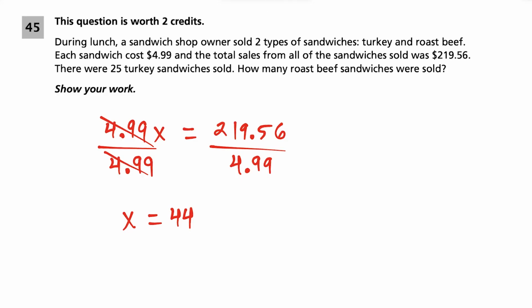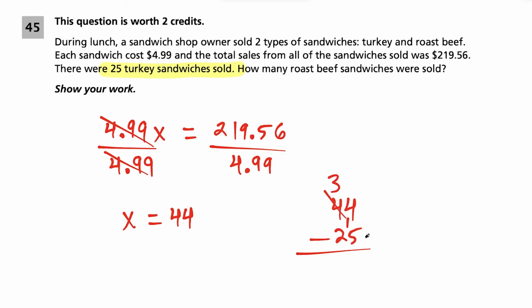They told us that there were 25 turkey sandwiches sold, and the actual question is how many roast beef sandwiches were sold? Well, if only two types of sandwiches were sold, turkey and roast beef, and we know the total number and we know the number of turkey sandwiches, then to find the number of roast beef sandwiches, we would just subtract the total number of sandwiches minus the number of turkey sandwiches sold. So we have 44 minus 25.